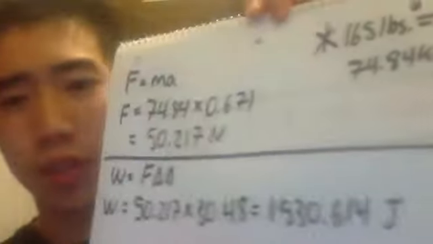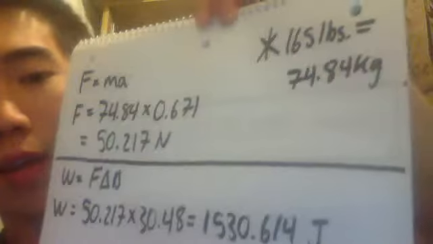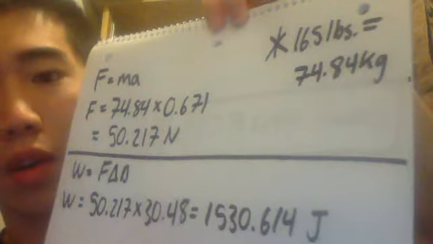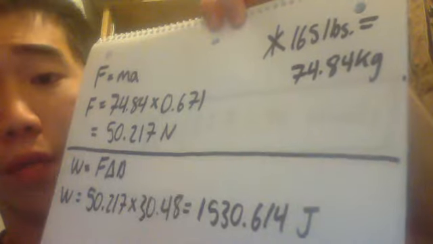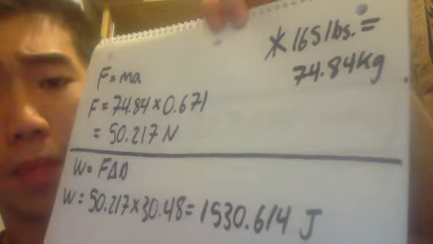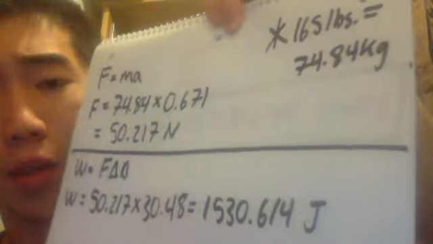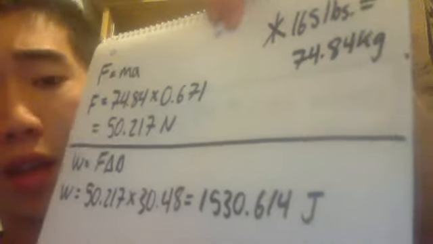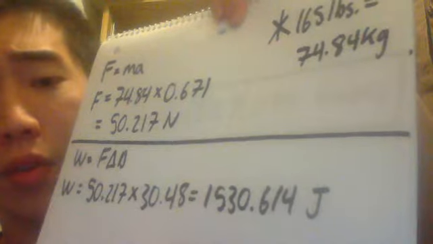And then plug that into our force equation. Force equals mass times acceleration. My mass was 74.84 kilograms times our acceleration, which is 0.671 meters per second squared. That turned out to be 50.217 newtons.